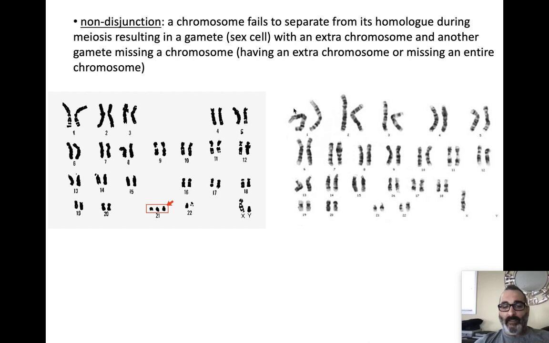23 came from dad. Well, if mom or dad, let's just say dad gave an extra 21, and mom gave 23, dad gave 24, I messed that up. Dad gave 24 chromosomes and mom gave 23. Well, you end up with an organism with 47. 23 from mom, 24 from dad, 47 is what you end up with. Someone who has this has a karyotype, a picture of their chromosomes.